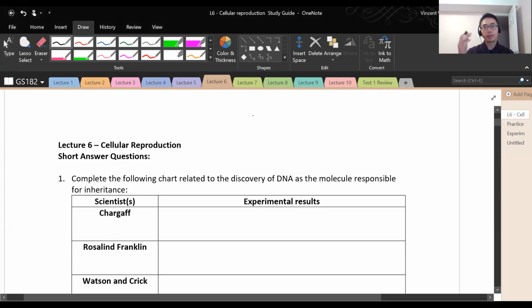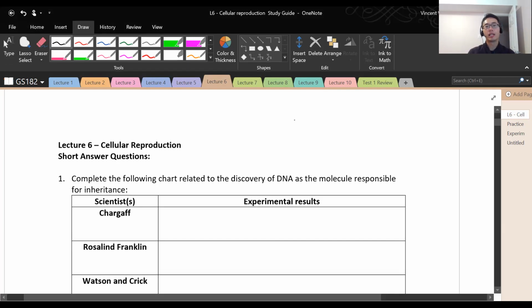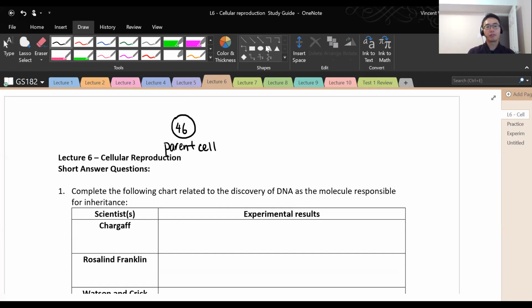We learned from the cell theory that all living things are made up of cells and that they have hereditary material that they can pass on to the next generation. And then one of the other points in the cell theory is that all cells come from pre-existing cells. So you are going to have one cell here, and we call this the parent cell. In humans, the parent cell is going to have 46 chromosomes, 23 from mom and 23 from dad.